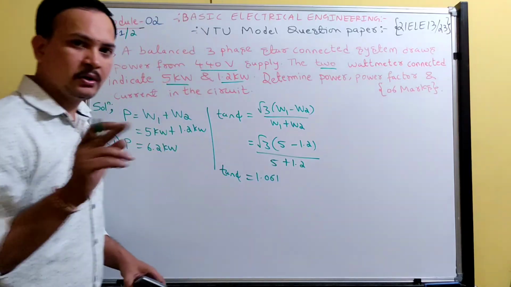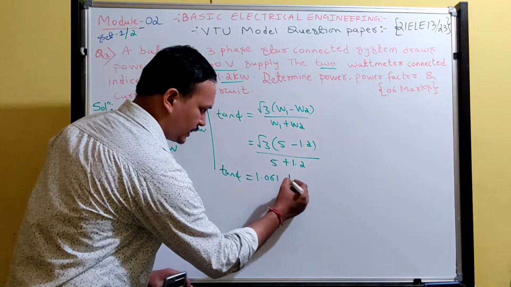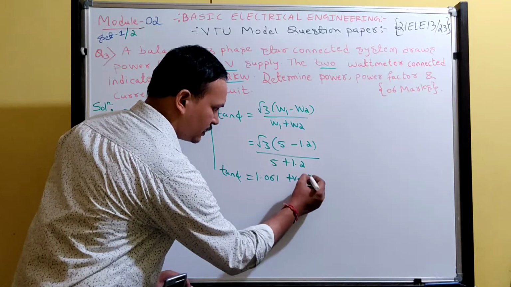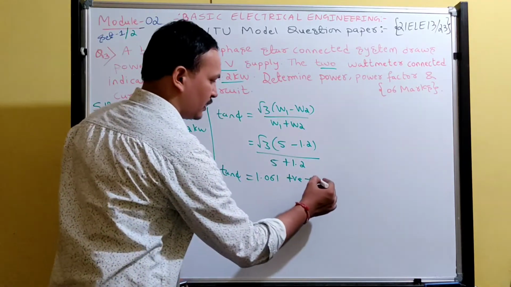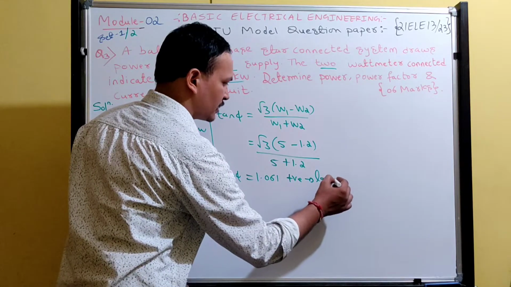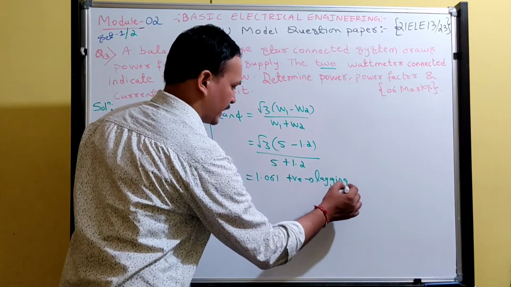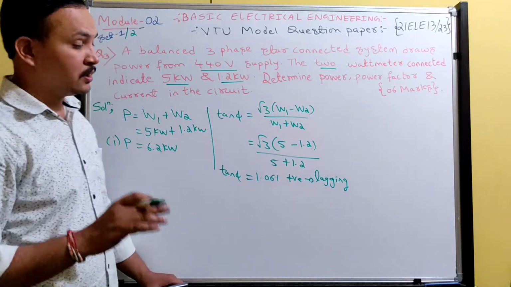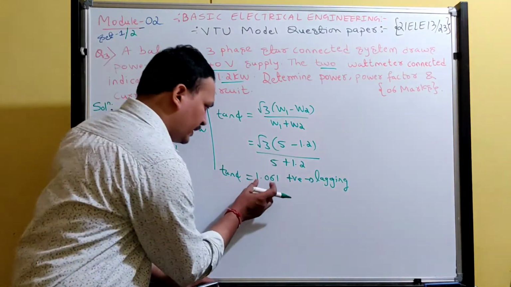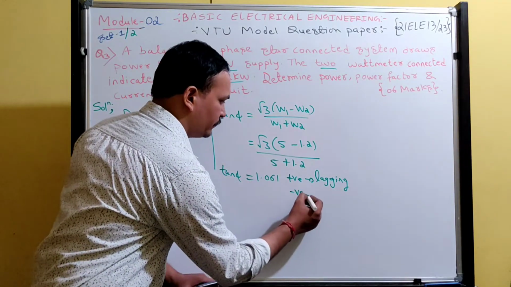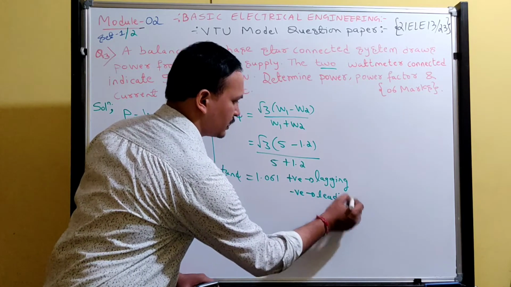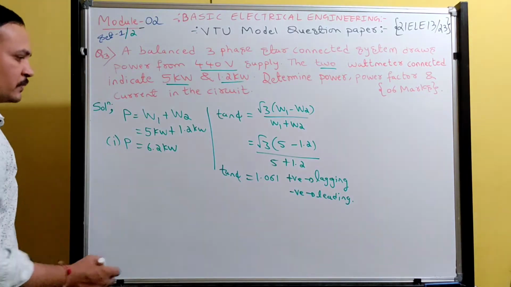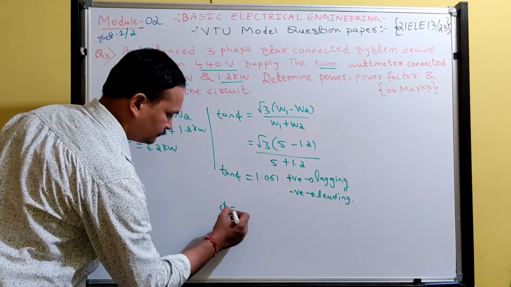Whenever you get a positive tan phi value, you can define the nature of the power factor as lagging. When tan phi is positive, the power factor is lagging. If I get a negative tan phi value, then you can take the power factor of the circuit as leading. Okay. Now find the phi value.